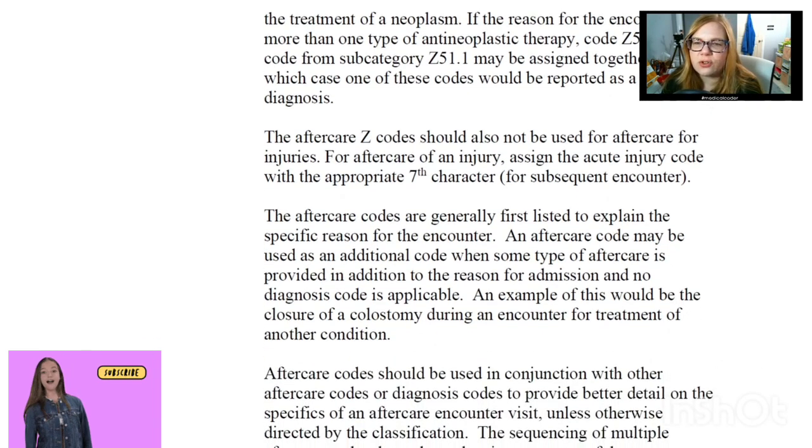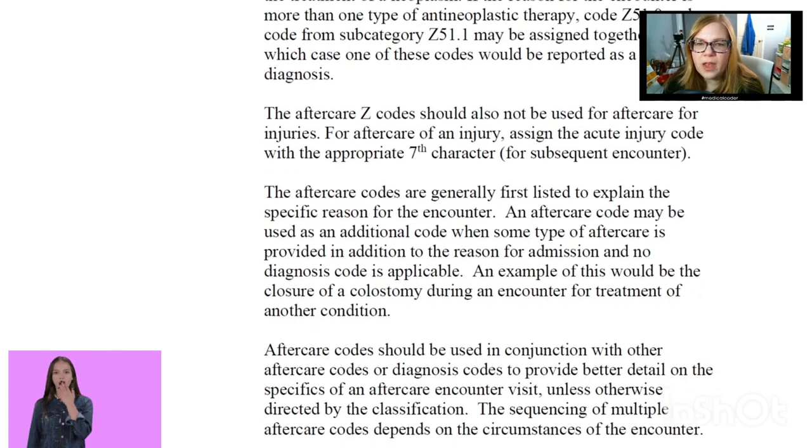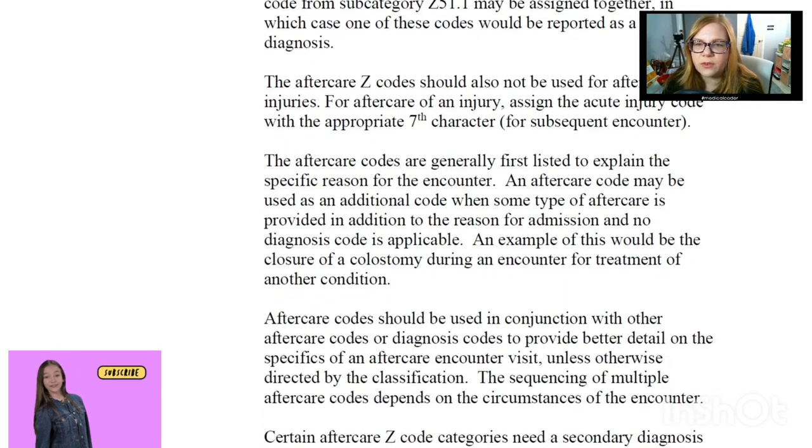The aftercare Z codes should also not be used for aftercare for injuries. For aftercare of an injury, assign the acute injury code with the appropriate 7th character. So most cases that would be either the D for the subsequent encounter or the S for the sequela. The aftercare codes are generally listed first to explain the specific reason for the encounter.